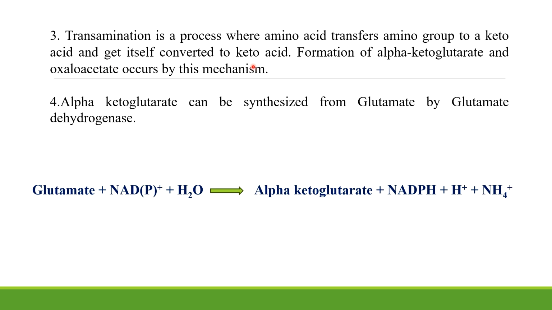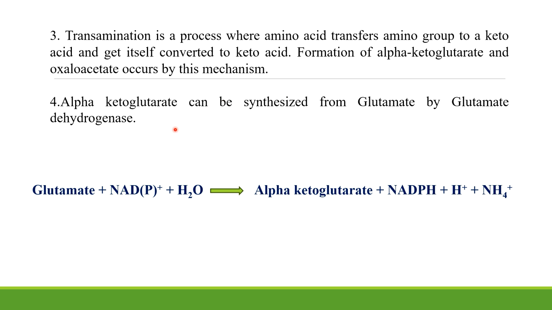Next is the important one, transamination. It is a process where an amino acid transfers the amino group to a keto acid. The keto acid will accept the amino group from another amino acid and it will become an amino acid, while the amino acid which has contributed the amino group will become the keto acid. So it is an interconversion, the same like alpha ketoglutarate to glutamate. You can see here that formation of alpha ketoglutarate as well as oxaloacetate is because of the transamination.